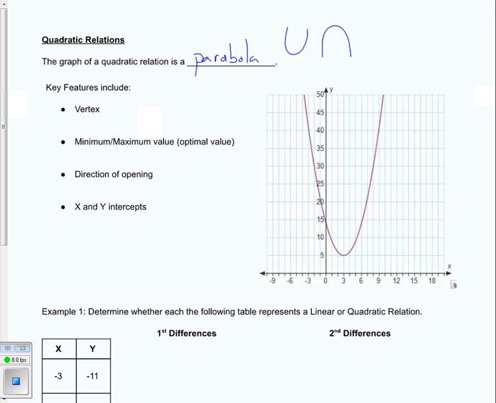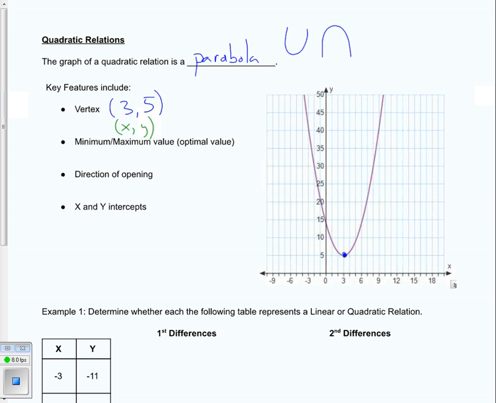The vertex for this particular parabola is located right here in the blue. It's at the very bottom of this parabola. And so the coordinates of the vertex, in this case, are (3, 5), because we always indicate our x-coordinate and then our y-coordinate. So again, we always do the x-coordinate and then the y-coordinate.